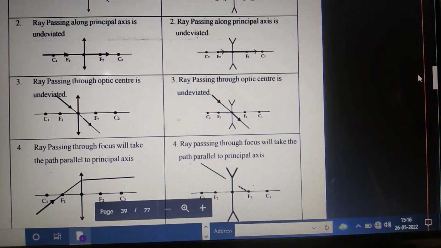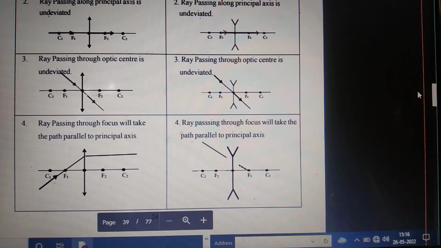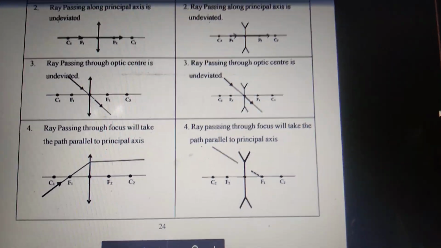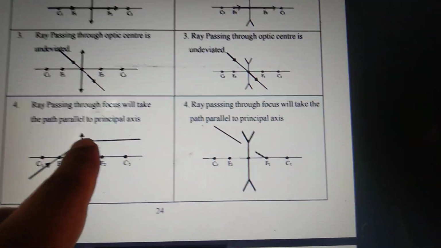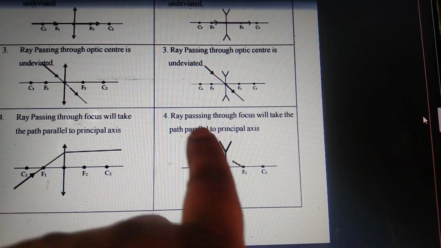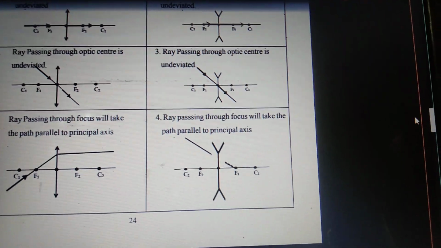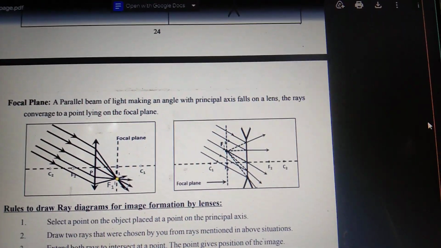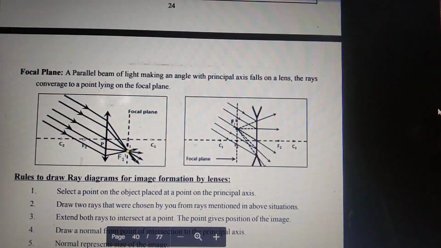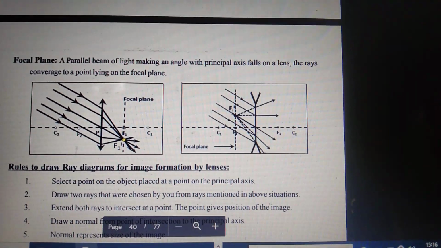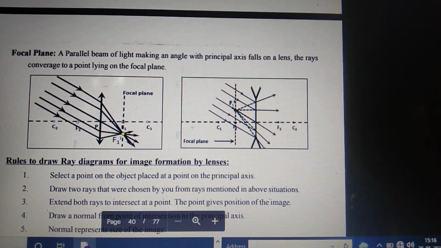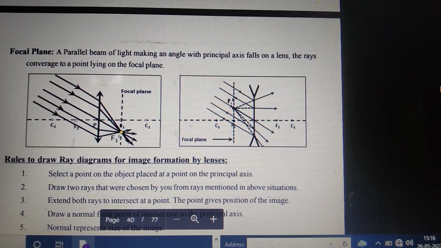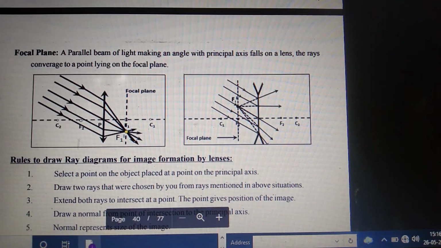All these points are important, children. Now a ray passing through the focus will take a path parallel to the principal axis. If it is passing through the focus, it will become parallel to the principal axis. Here a ray passing through the focus will take a path parallel to the principal axis. They are the behavior of incident rays. So here, the focal plane: a parallel beam of light making an angle with the principal axis on a lens, the rays converge at a point lying on the focal plane.